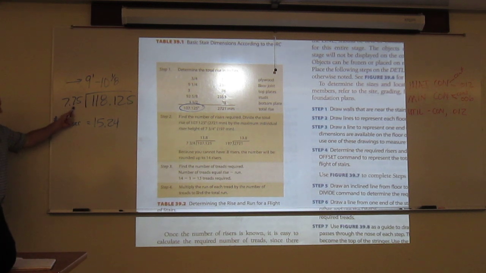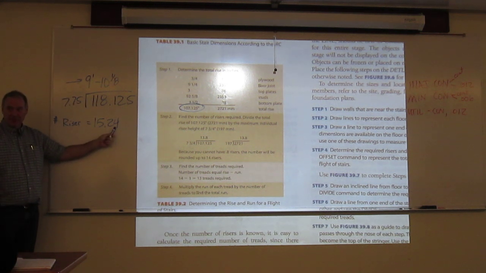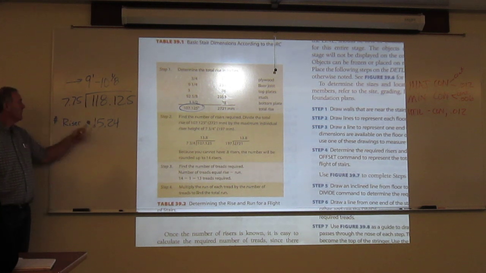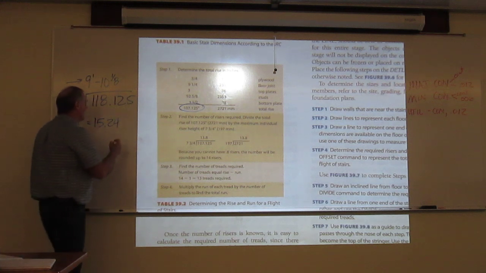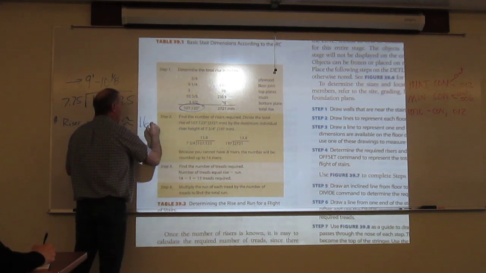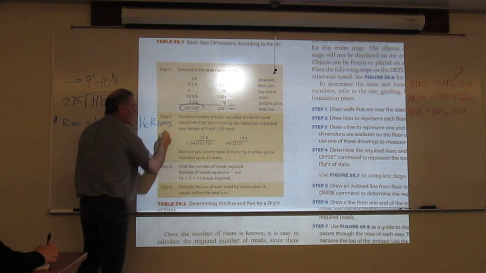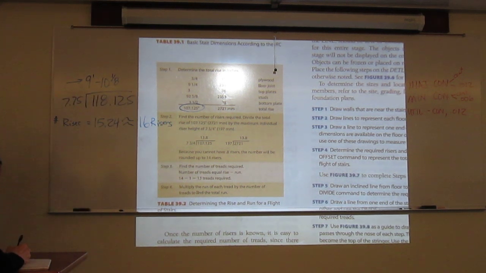Okay, now, this is the maximum riser height, right? Maximum. We can't go any higher than this number as far as each individual step going up. Since I'm at 15.24, we're going to round this. Now, I cannot round it down, because if I go to 15 risers, this number's got to go up, and I can't go above that. So what I do is I always round it up. So this means that there are 16 risers, at a minimum. That doesn't mean that's the final step we're going to determine.